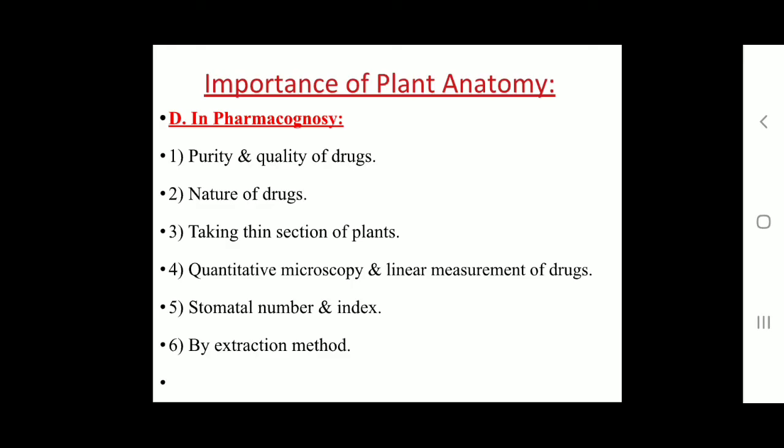Each stomata being counted as one cell, it is calculated as below. SI = S/(E+S) × 100, where SI is stomatal index, S is number of stomata per unit area, E is number of epidermal cells in the same unit area. By this technique, a number of leaf drugs such as belladonna, coca, datura, senna, etc. may be identified.